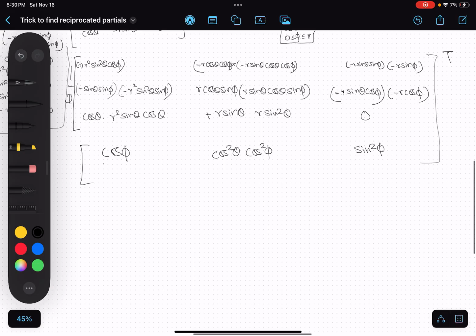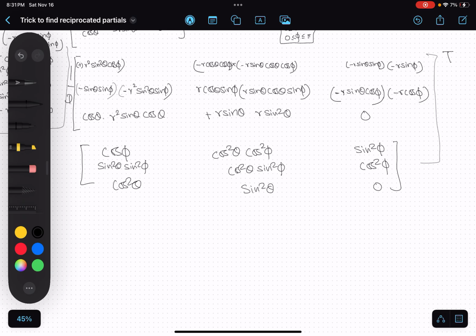I will still have a lot. Sin square theta sin square phi. Over here, if I remove r square sin theta, I will have cos square theta sin square phi, right? Over here, if I remove r square sin theta, I will have cos square phi. I will have 0. If I remove r square sin theta, I will have sin square theta. I will have cos square theta.